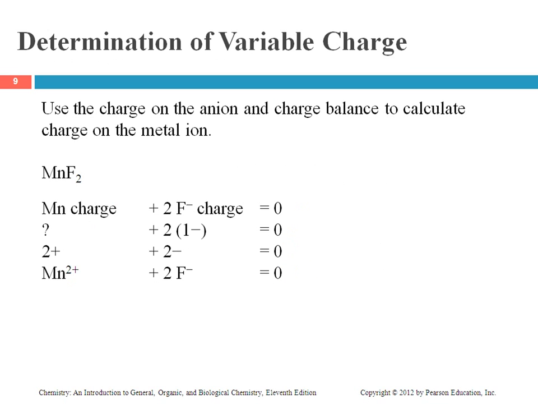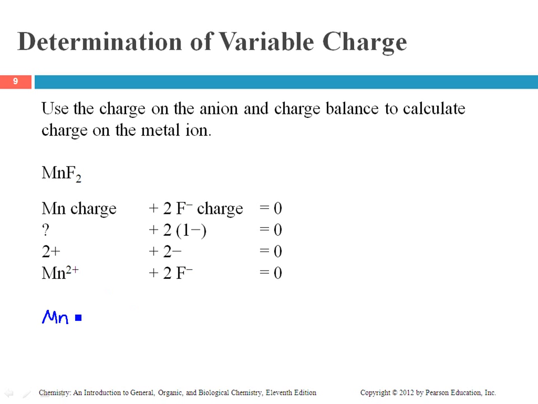Okay, so how can we find the charge? It's actually pretty simple because we know that when a metal and a nonmetal combine, the total charge has to equal 0. It's already written out here for you, but I'm going to go through and write it out slower. If we look at our total charge for our compound, it's got to be 0. So right now, we don't know the charge on manganese.